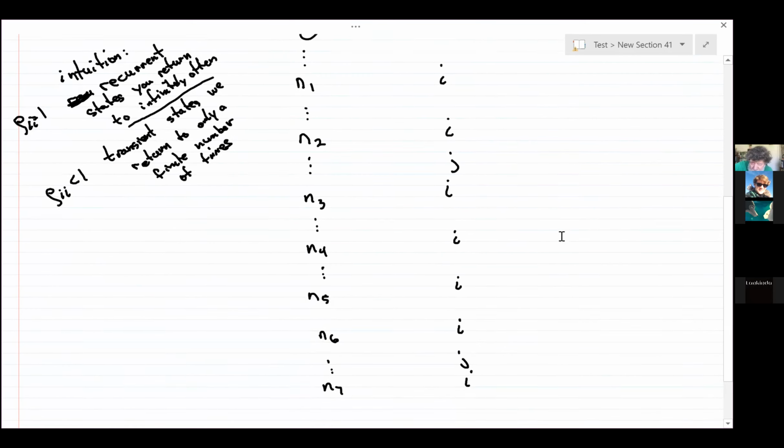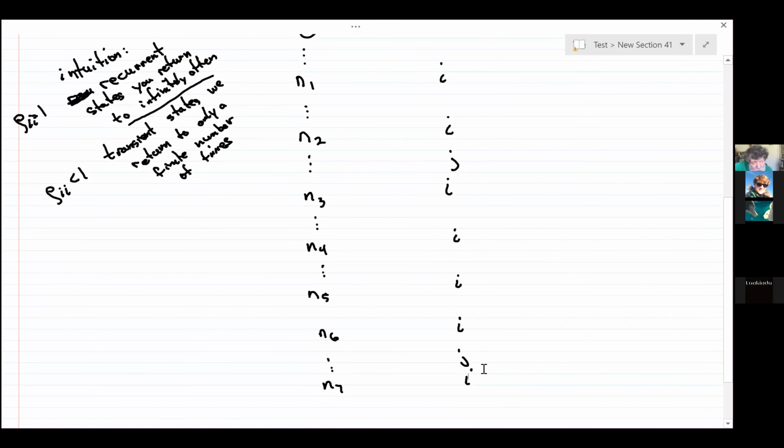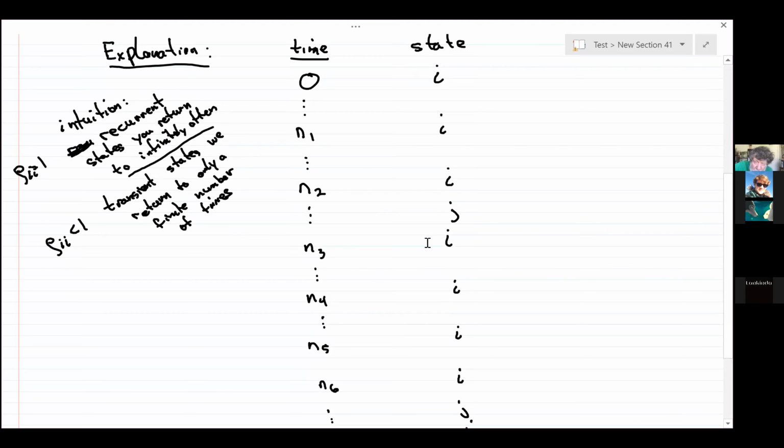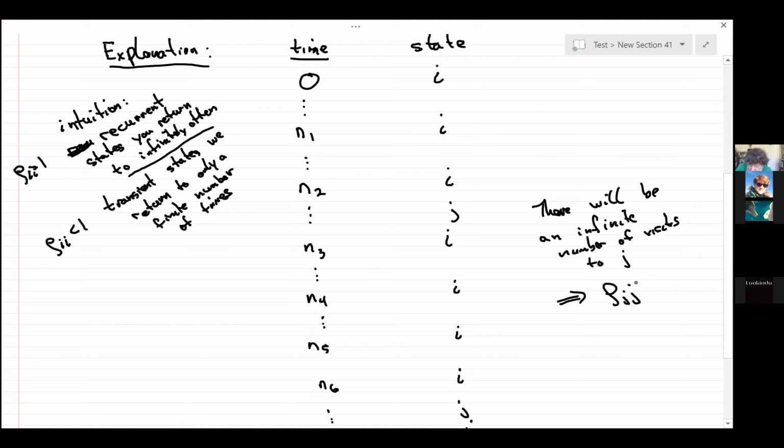So if there's going to be an infinite number of J's on the list, that means the chance of going from J to J is certain, or that means you're going to be visiting J infinitely often, which is the conclusion. So there will be an infinite number of visits to J. This implies that the chance of going from J to J is 1, because you're always coming back. You're going to have an infinite number of them.